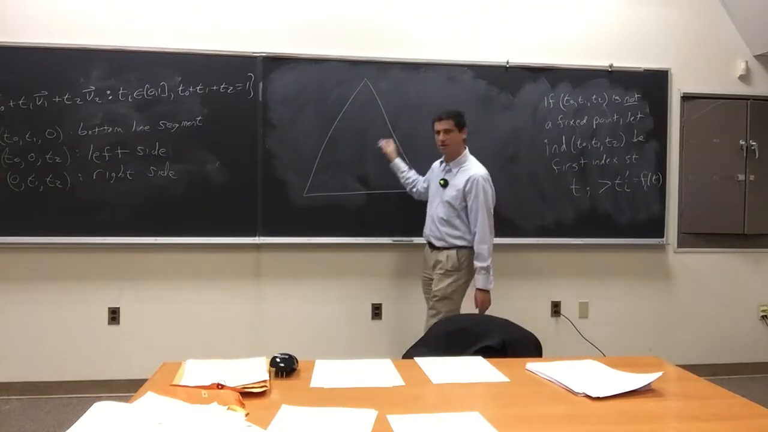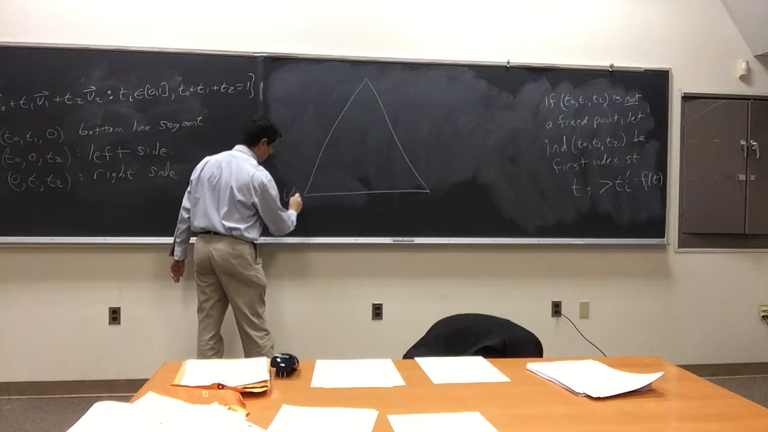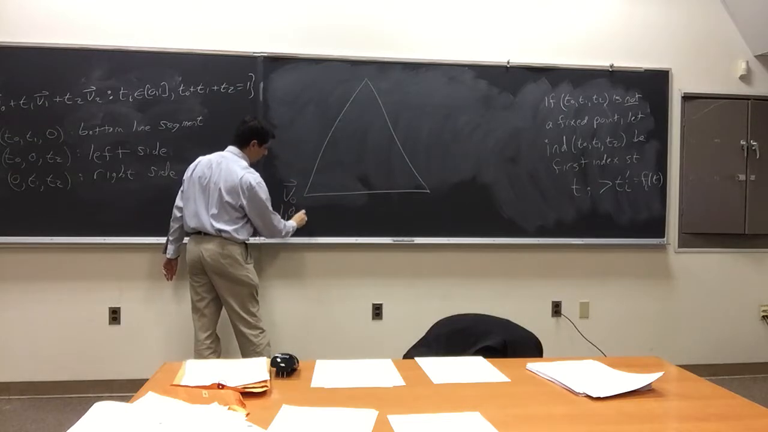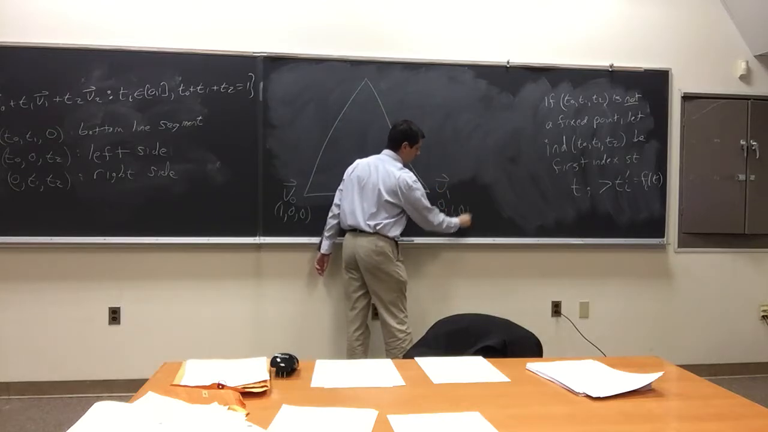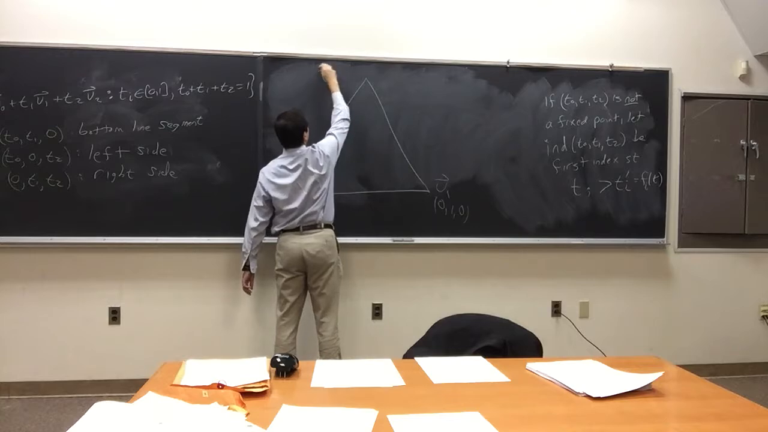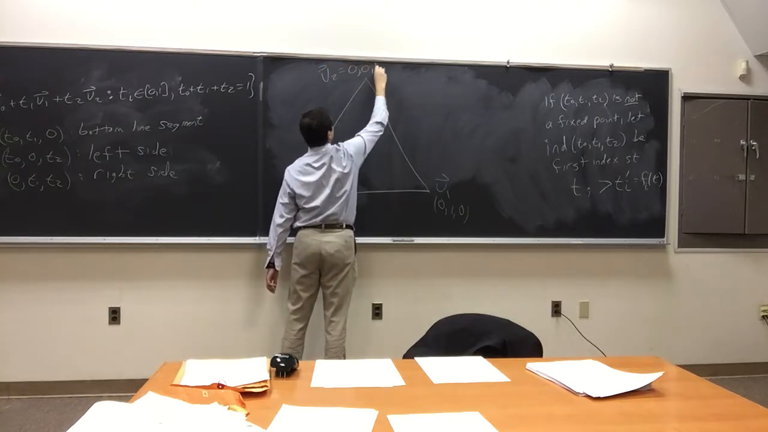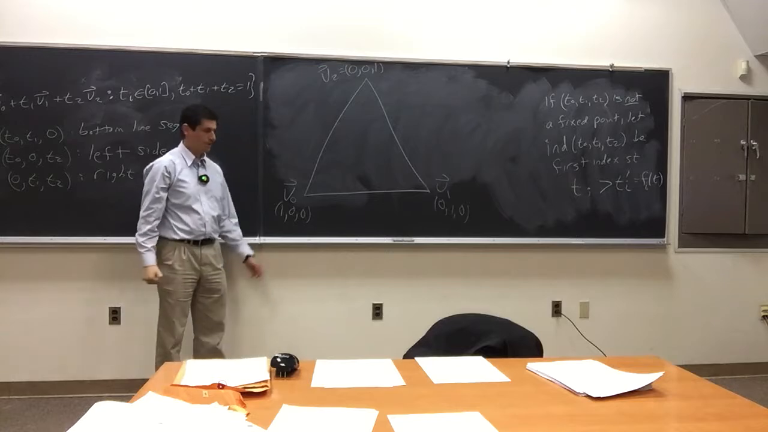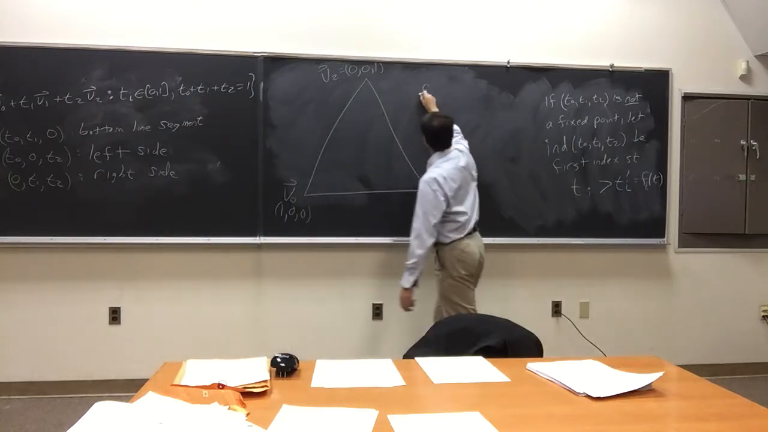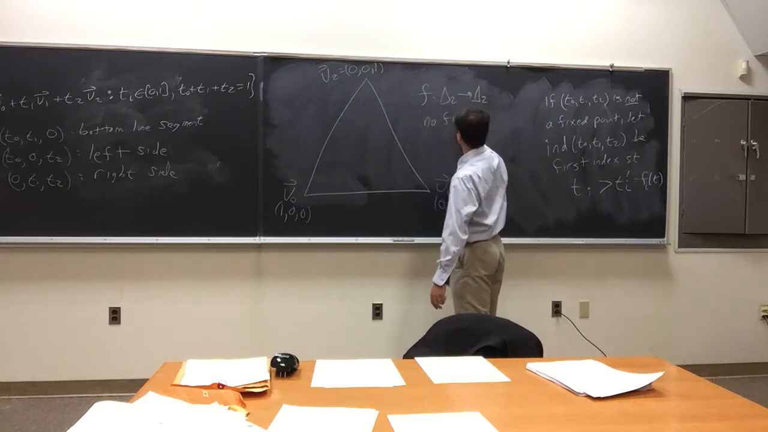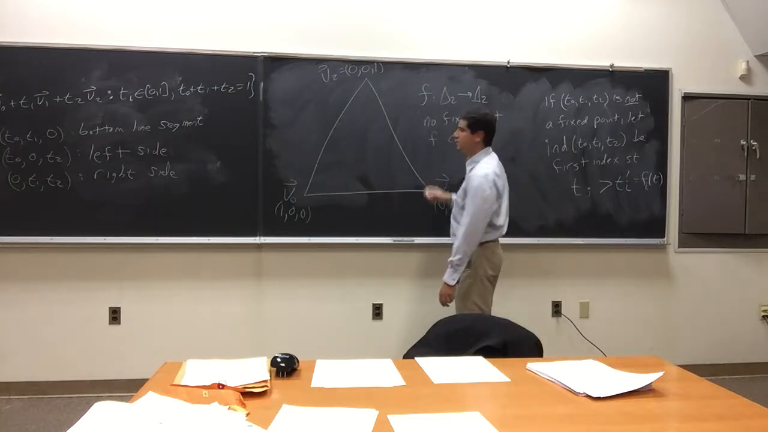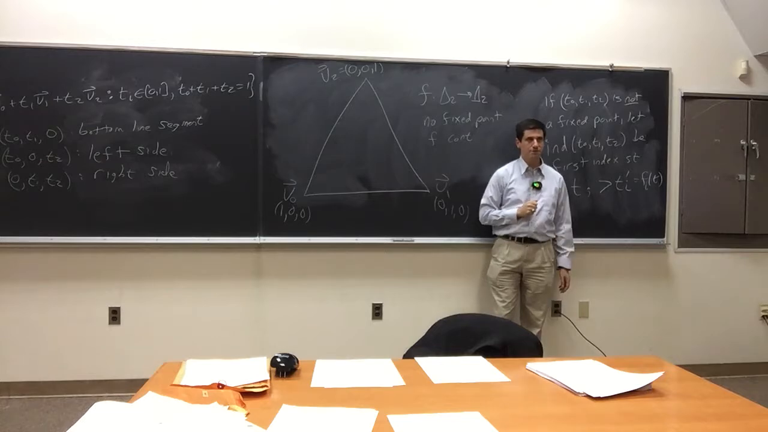All right. So here's our triangle. This over here is V0. This is the point 1, 0, 0. This is the point V1. It's 0, 1, 0. And up here is V2, which is 0, 0, 1. Let's assume we have f from delta 2 to delta 2, and it has no fixed point. And we'll assume f is continuous. Because if it's not continuous, we know there's the possibility of no fixed point.